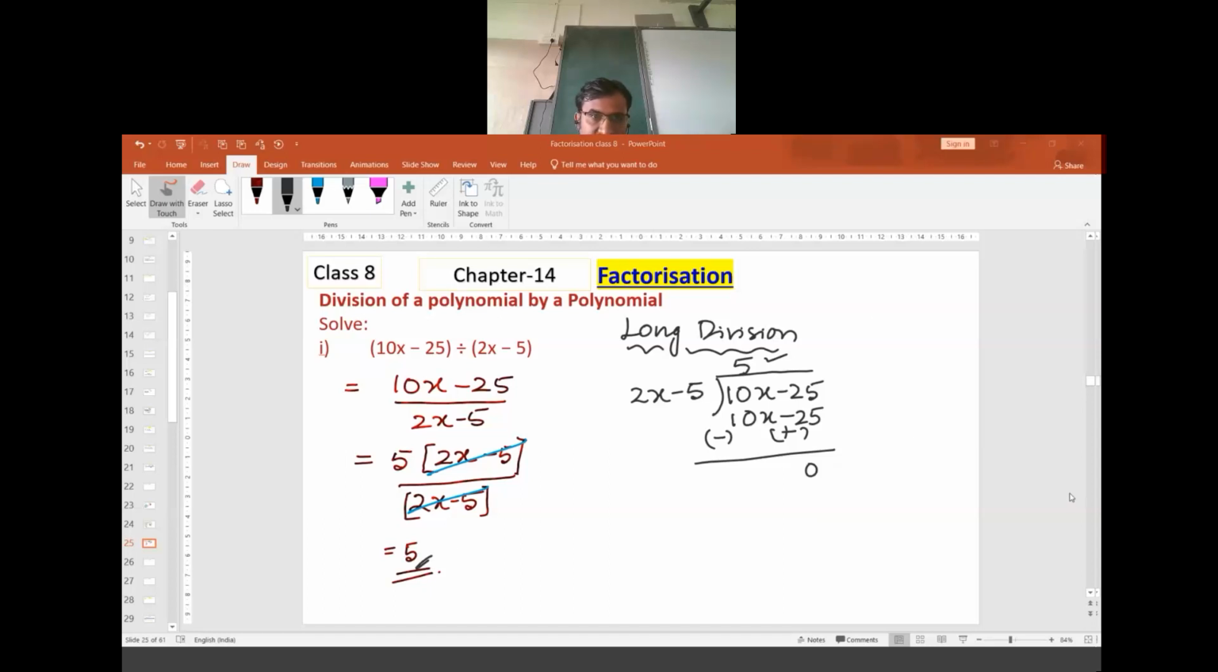Sir, can the answer come in points, decimals? You have to write it in fraction. It's better. We prefer writing it in a fraction. If you write in decimal, it is not wrong.